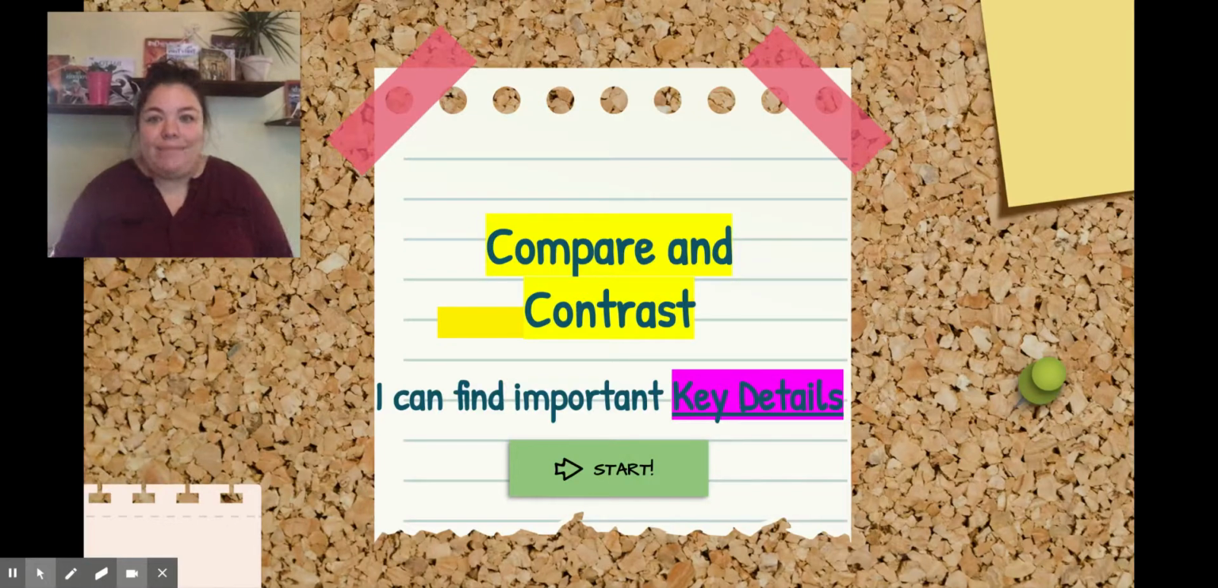Everyone, and welcome back. We are going to continue today talking about comparing and contrasting by finding key details. So make sure you get your pen or your pencil and your paper, and let's get started.